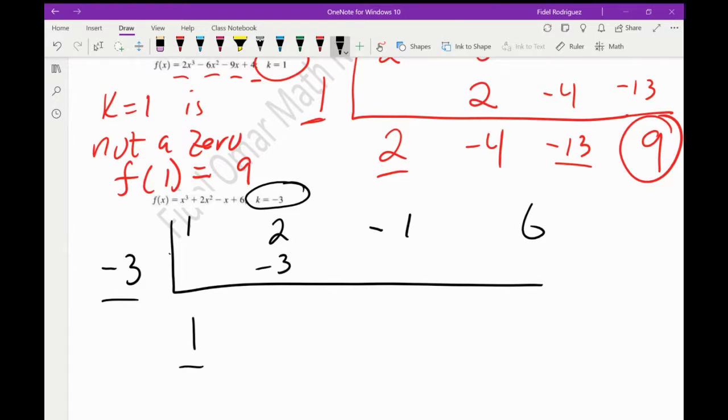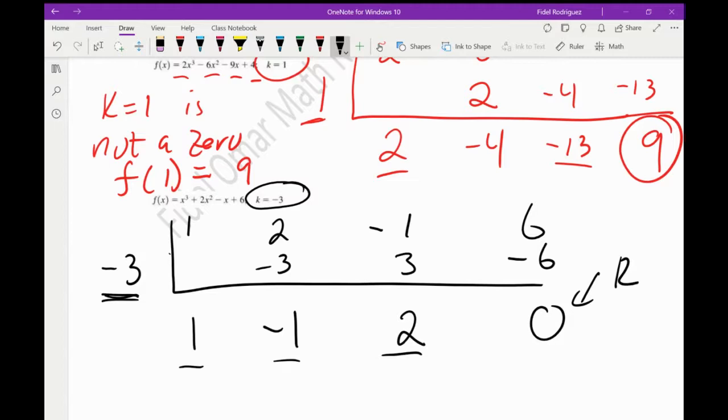2 minus 3 is -1. -3 times -1 is +3. We're going to go ahead and add -1 and 3, which gives me a 2. -3 times +2 is -6. Add them together and we get 0.